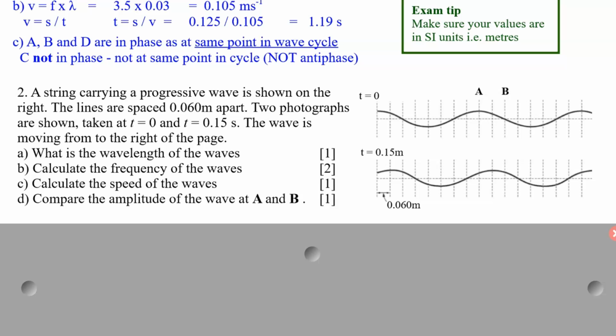It's certainly important that you understand very, very clearly how to represent waves and all those terms we've talked about before, for example, phase and so on. So let's have a look. We've got a progressive wave. These lines shown are 0.06, so 6 centimeters. And we have two photos taken at different times.